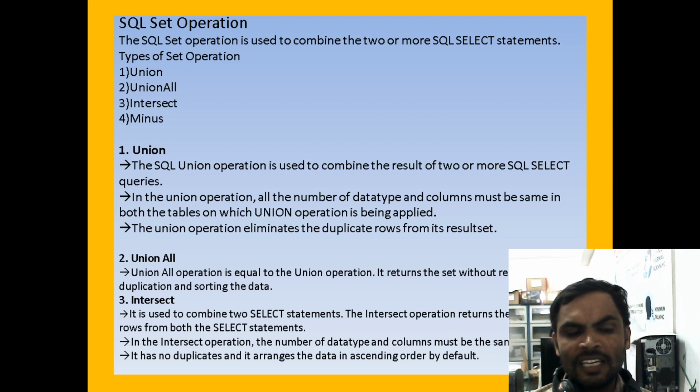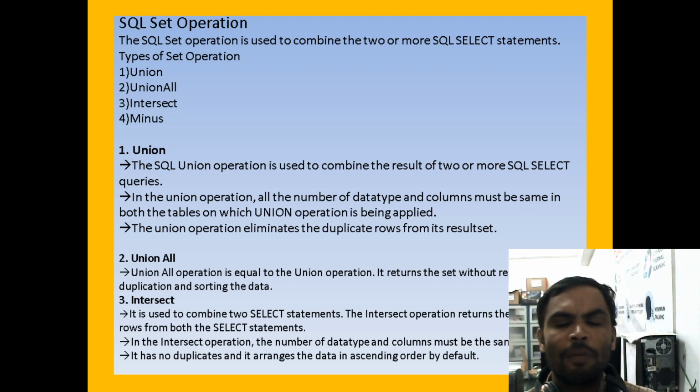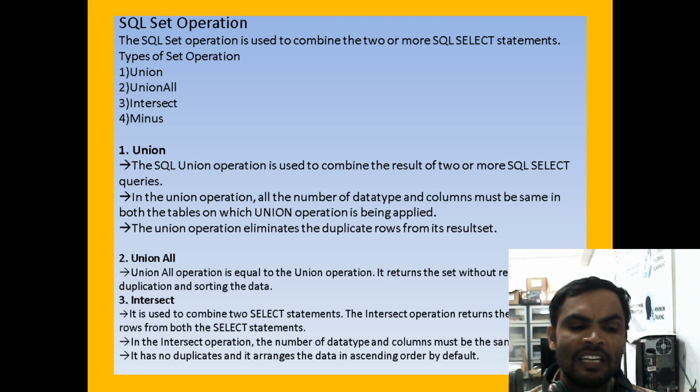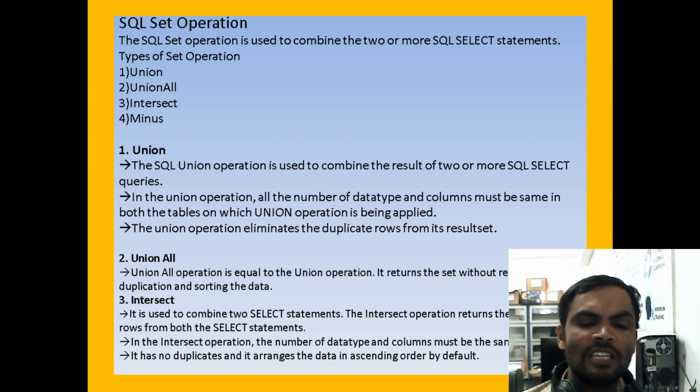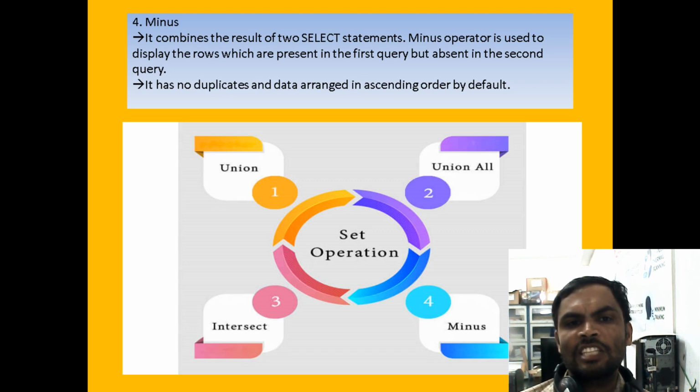Intersect operator: the main purpose of the intersect operator is to return the common rows from both select statements when you are combining the two select statements. Under the intersect operator, the data type and the column names will also be similar. Duplicates will be eliminated, and the result is arranged in ascending order by default under the intersect operator.